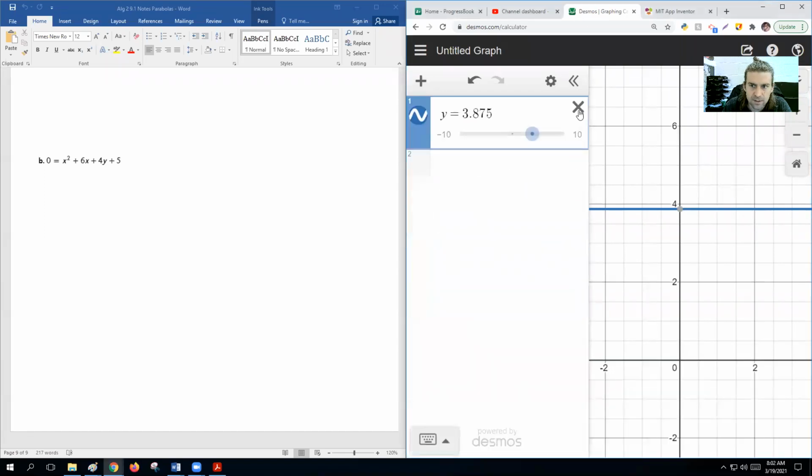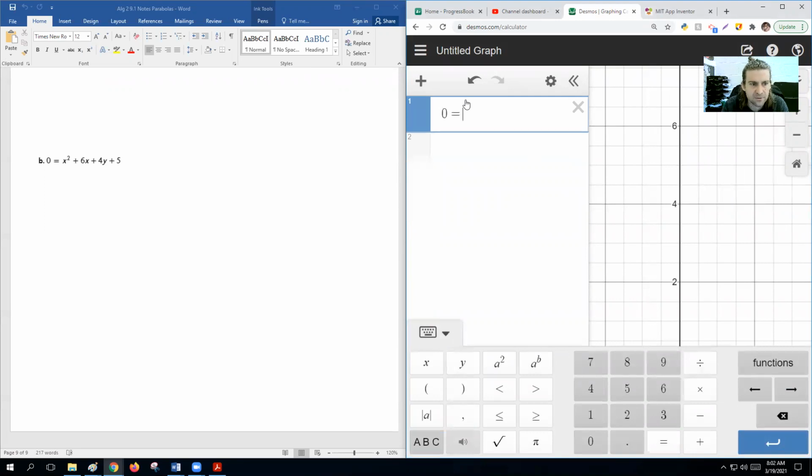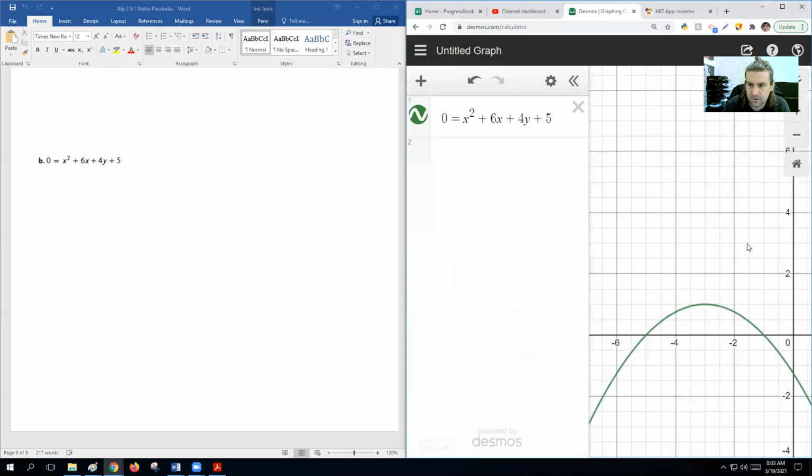Okay, so let's go through this here. What do we have as this problem? I'm going to put it straight in Desmos. 0 equals x squared plus 6x plus 4y plus 5. This graph opens down, so we know it's going to be a y equals problem. So let's move the y over to the other side and see what happens. Well, we get 4y equals x squared plus 6x plus 5.